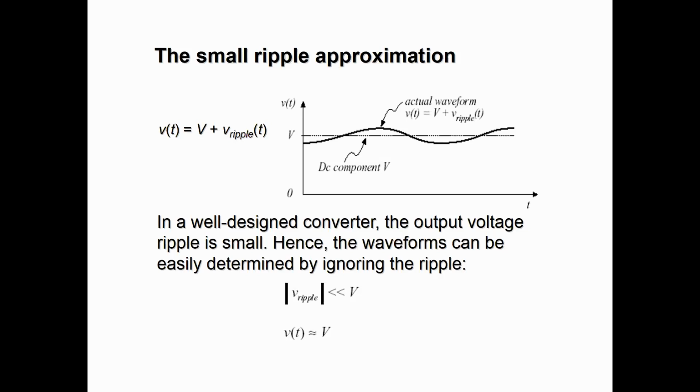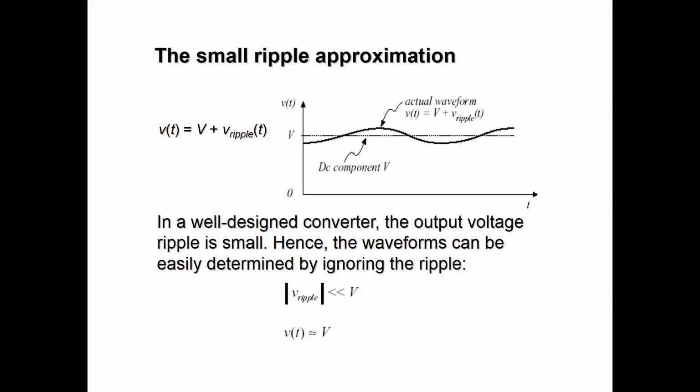So what we do is apply a small ripple approximation, in which we consider that the ripples are not present in the output. We just ignore these ripples in the output voltage, and we consider that the output voltage is pure DC. This is called a small ripple approximation.